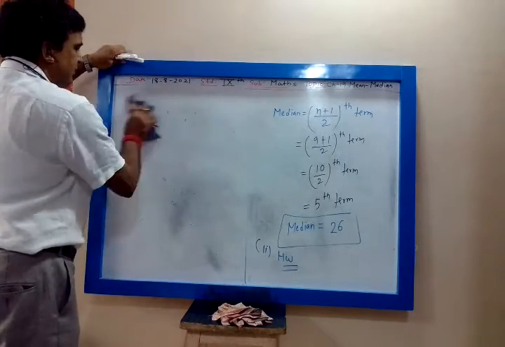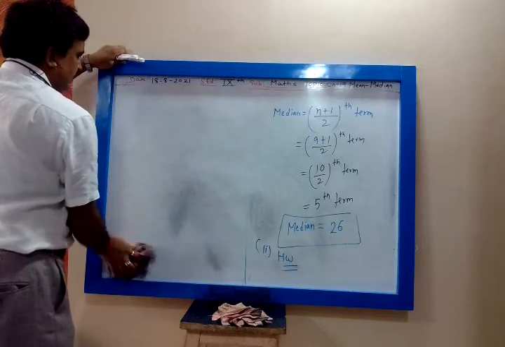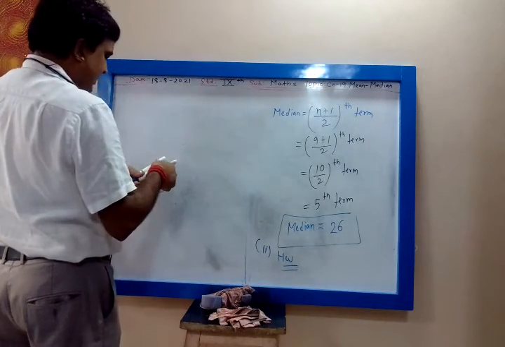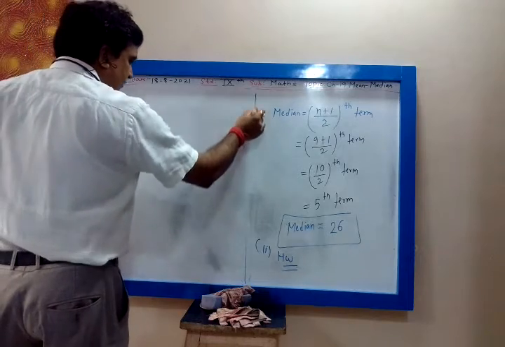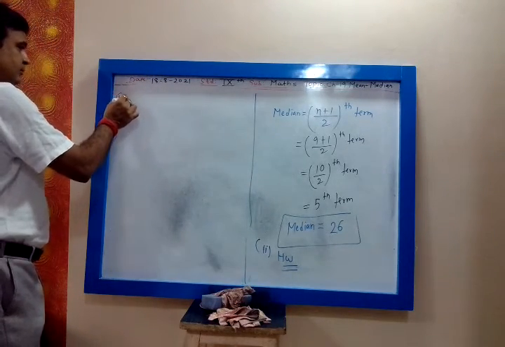For the median, it is compulsory to arrange the data in ascending or descending order. Then you have to count how many observations are given, whether it is even or odd. For odd and even there are different formulas. Now the third one.